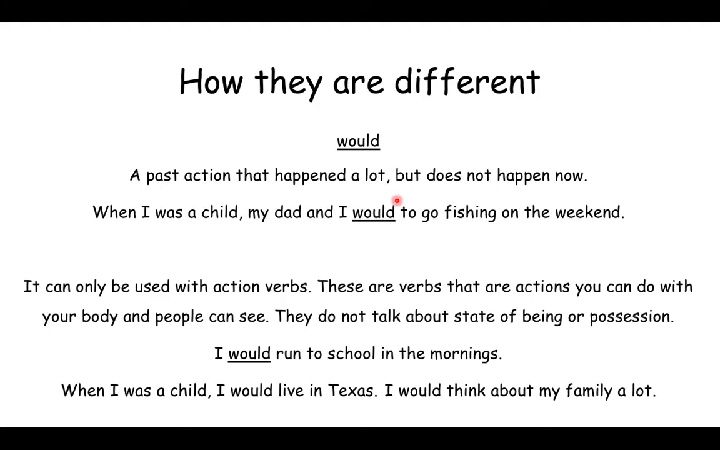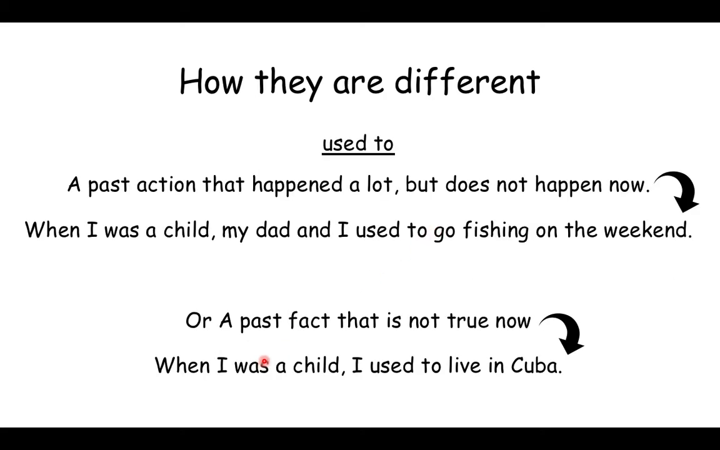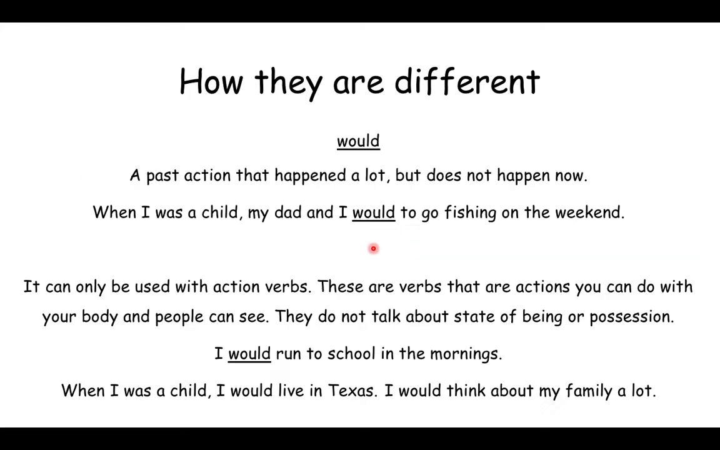When you're using would, it's always going to be a past action that happened a lot but does not happen now. So for example, this sentence is, when I was a child, my dad and I would go fishing on the weekend. So you'll see, it's the same sentence that we used in this one. We just use would instead of used to. So you can use it for the same thing in this case, when you're talking about something in the past that happened a lot but does not happen now.